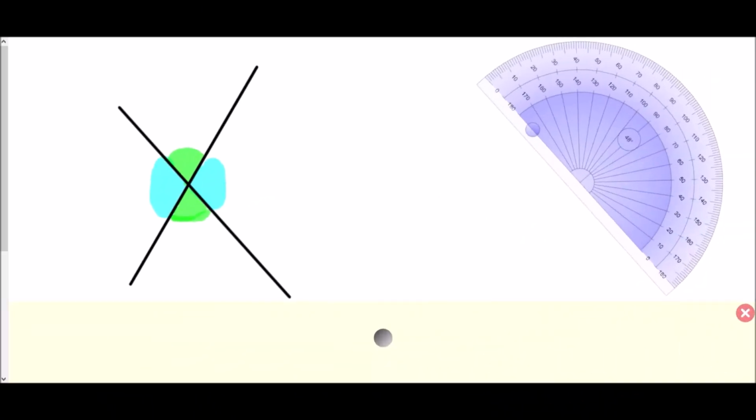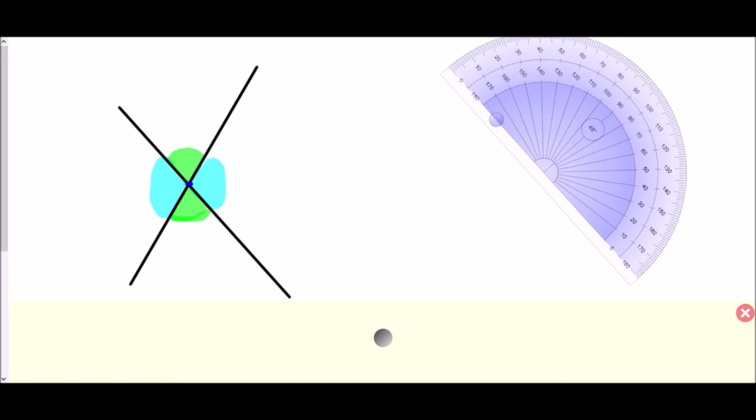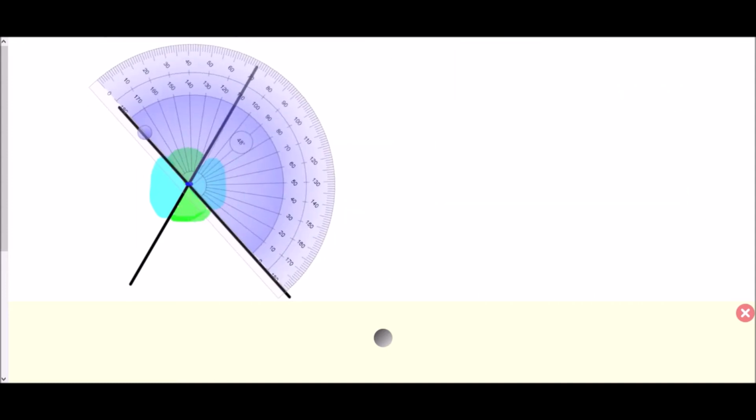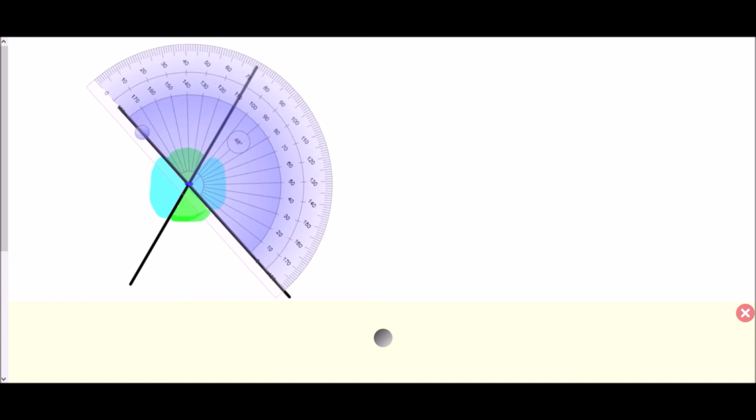And lastly, we have two lines which are intersecting. So two straight lines intersecting or crossing at a single point, and it forms four angles. Now I've coloured two of them in blue and two of them in green. And all I want to do is grab the protractor and see if we can spot anything about those angles. Well, if I show you the blue angle, the blue angle is 110 degrees.